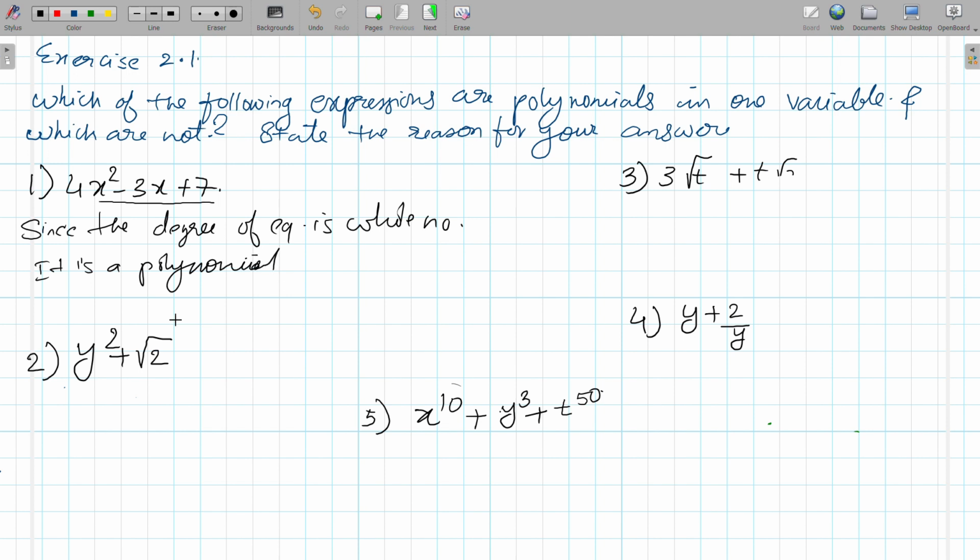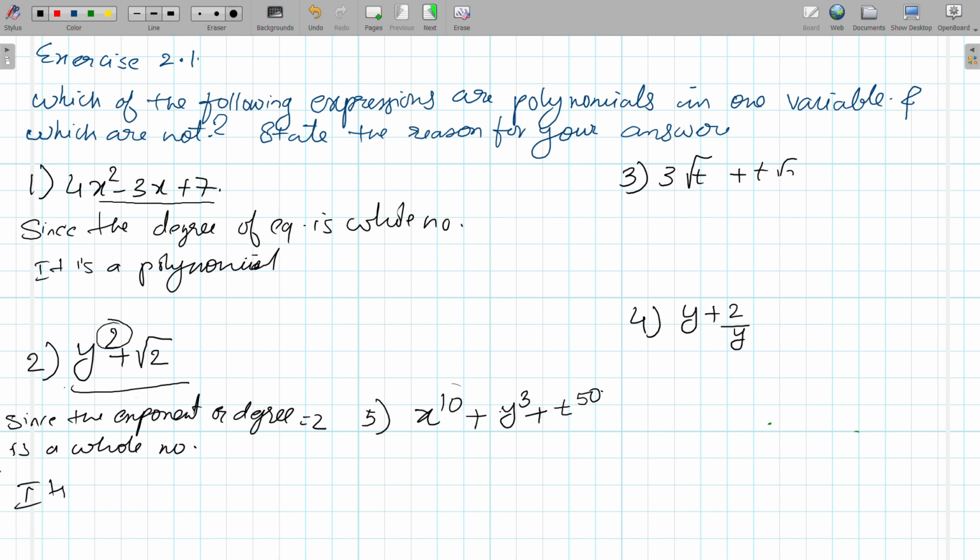Okay, so this is how we need to see. Now the second one, y square plus root 2. Again here we have 2, and it is a whole number. So again we can say, since the exponent, we can call it exponent or degree, is equal to 2, a whole number, it's a polynomial.